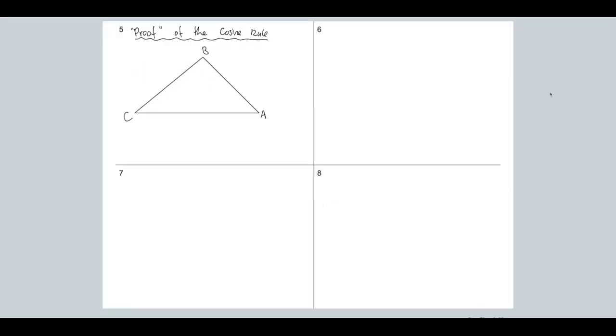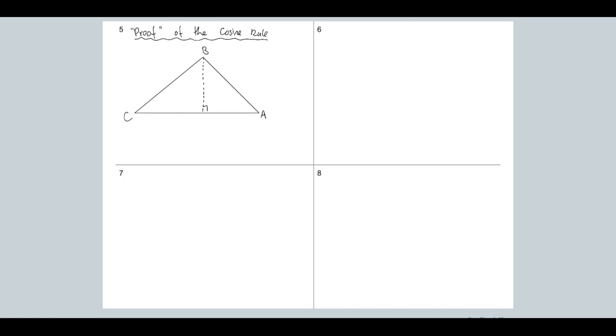Okay, so this is a proof. I've got "proof" in inverted commas because the proof isn't really quite comprehensive, but it's not too bad. So what we're going to do is construct a perpendicular line from vertex B down to the opposite side.